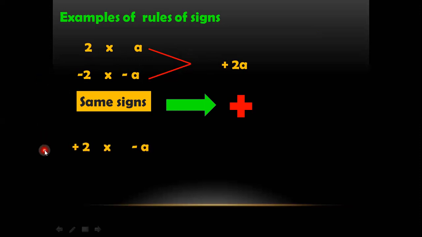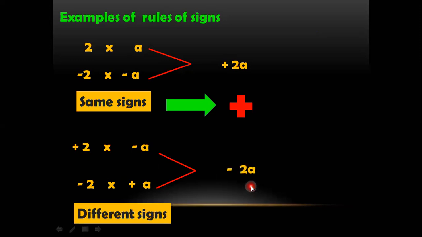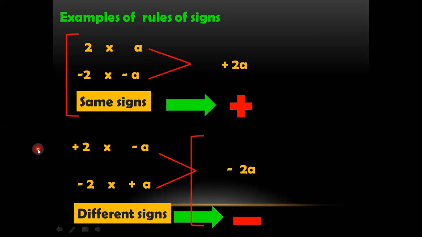And let us see another example. If we multiply plus 2 with minus a, or if we multiply minus 2 with plus a, what will be the product as a result of multiplication of these two? Now there are two different signs with the multiplier and the multiplicand. So we will be getting a minus 2a. So different signs give the sign of a minus with the product. So these are the two examples of the rules of the signs that we have understood.